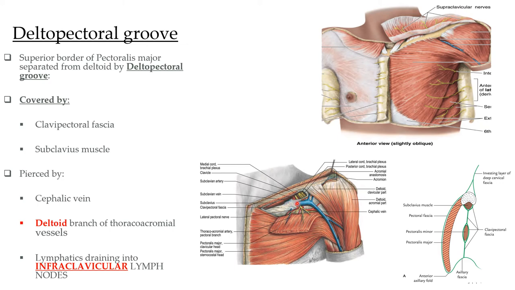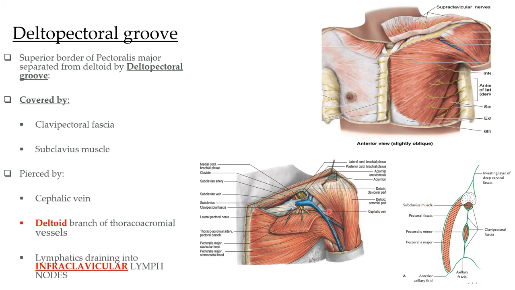Now let us talk about the structures which are present in the floor of the deltopectoral groove. The floor of the deltopectoral groove has a muscle called subclavius. Subclavius is enclosed by the clavipectoral fascia, as we can see in this illustration. This is the subclavius muscle, and the green line represents the clavipectoral fascia. So this is the level of the deltopectoral groove.